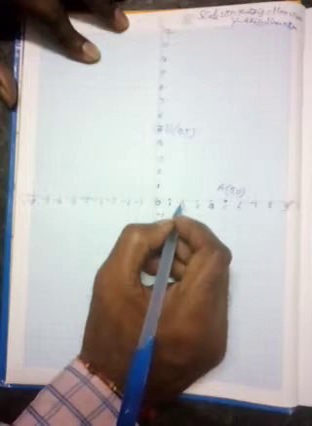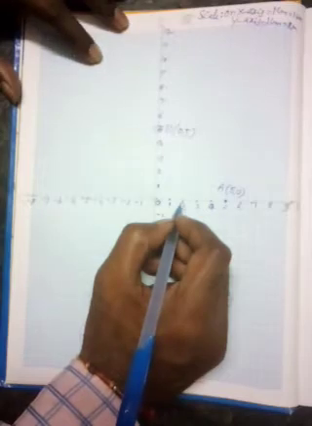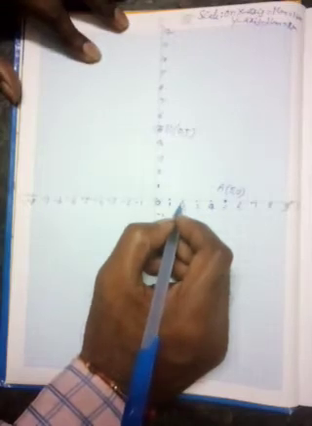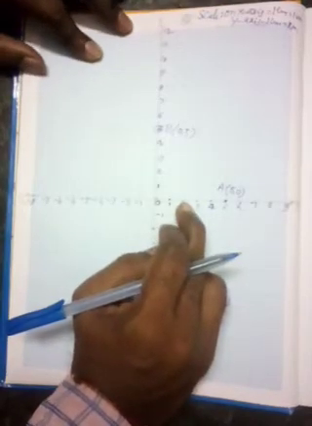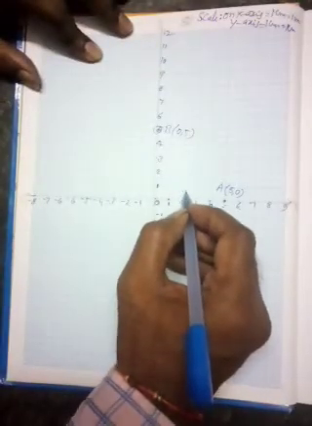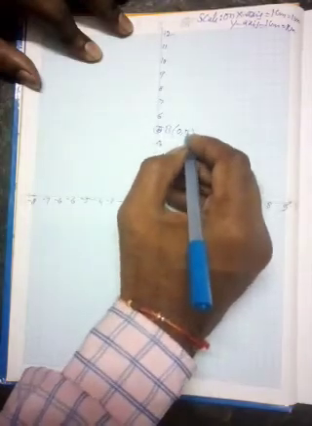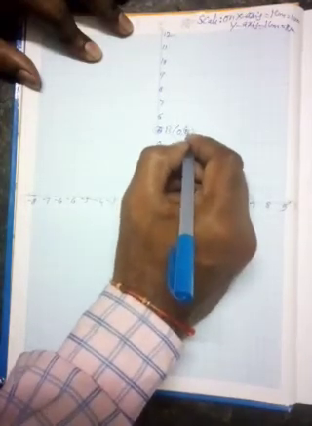Afterwards, we have to see the y coordinate. What is the y coordinate here? 5. It is a positive number, so we have to move along the positive y-axis. How many units? 5 units. What does positive y-axis mean? Upwards. So we have to move upwards 5 units. So here, this is the final position.